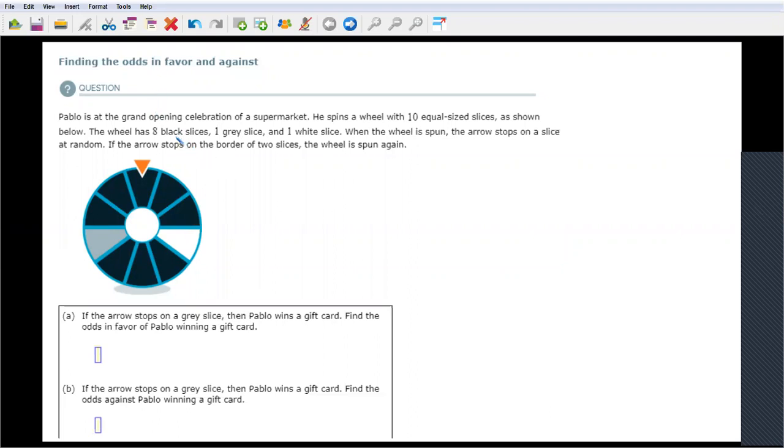So if you take a look at this first question here, it says Pablo is at the grand opening celebration of a supermarket. He spins a wheel with 10 equal-sized slices as shown right here. The wheel has 8 black slices, 1 gray slice, and 1 white slice. When the wheel is spun, the arrow stops on a slice at random. If the arrow stops on the border of 2 slices, the wheel is spun again.